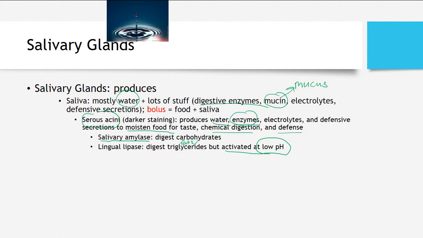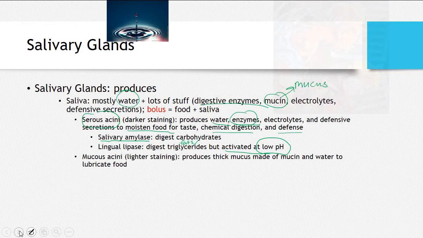Where will it be low pH? In the stomach, right? Acidic, right? And so that's where it's going to be activated. All you need to know is that lingual lipase will be secreted by the serous acini of the salivary glands, and they will be activated at low pH, but they digest triglycerides.